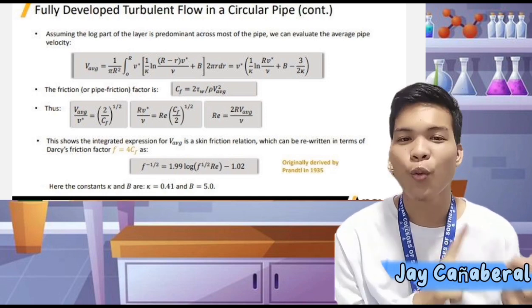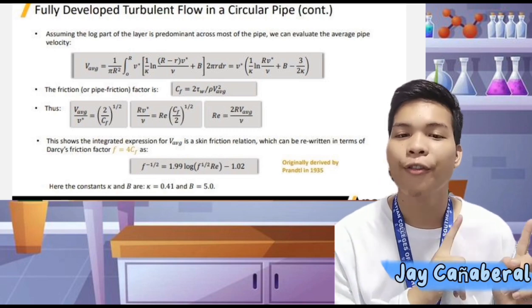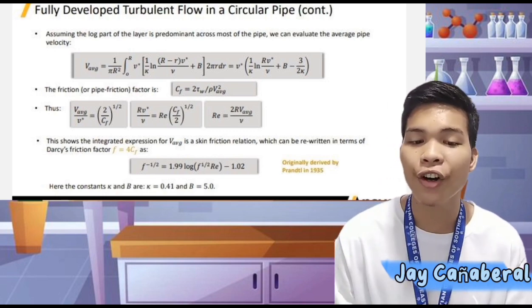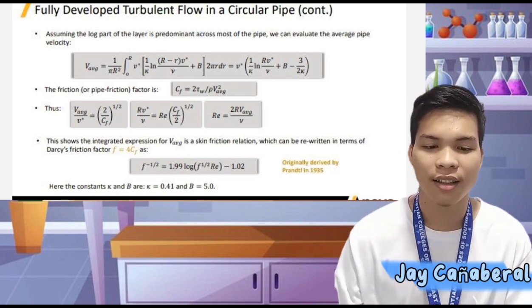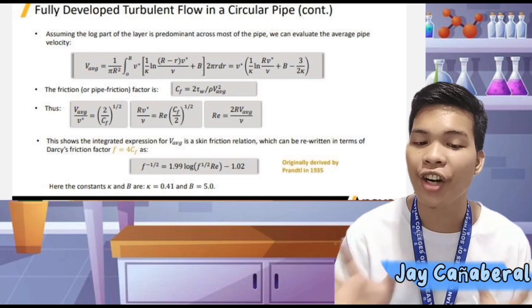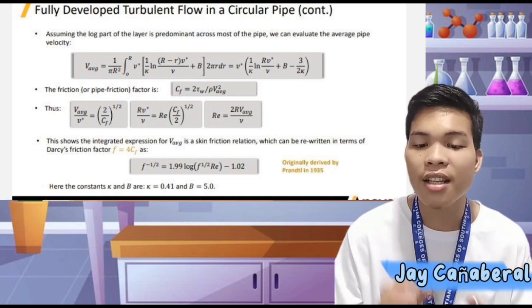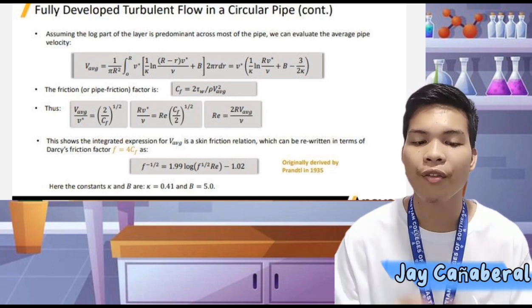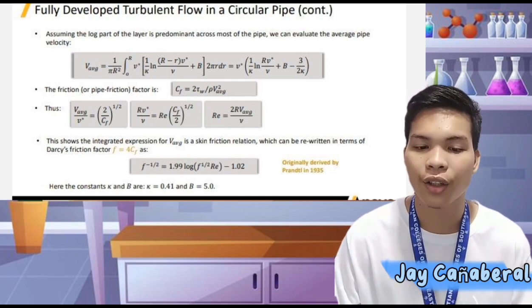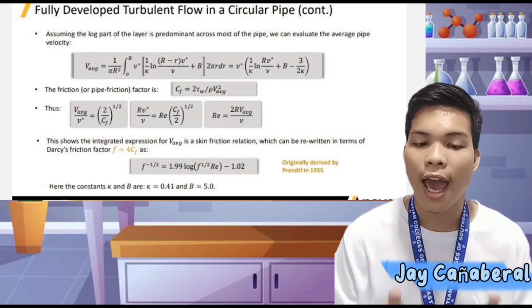On the screen, we will see a formula. For the pipe friction factor, we also have this formula. This shows that the integrated expression for V is a skin friction relation, which can be written in terms of the Darcy friction factor. f is equal to 4 Cf.